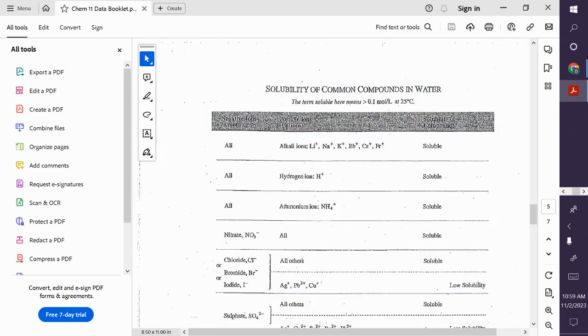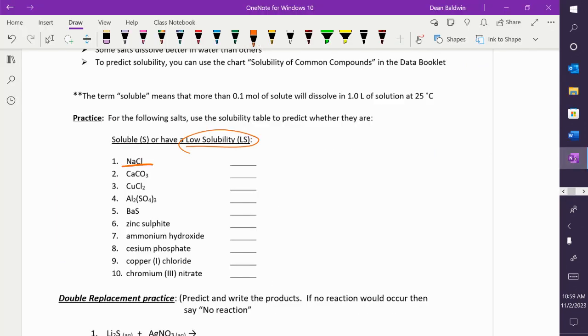We got lithium, sodium, potassium. Basically, all the alkali metals are soluble in everything. Doesn't matter what they bond to, they will be soluble. All the alkali metals. So we're going to get soluble.